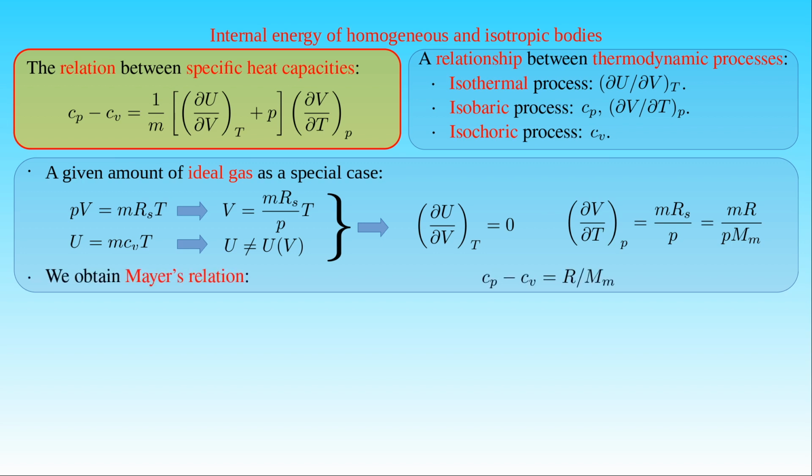That is, the difference between the specific heat capacity Cp of the body for a constant pressure and its specific heat capacity Cv for a constant volume is equal to the universal gas constant R divided by the molar mass m sub m of the gas.